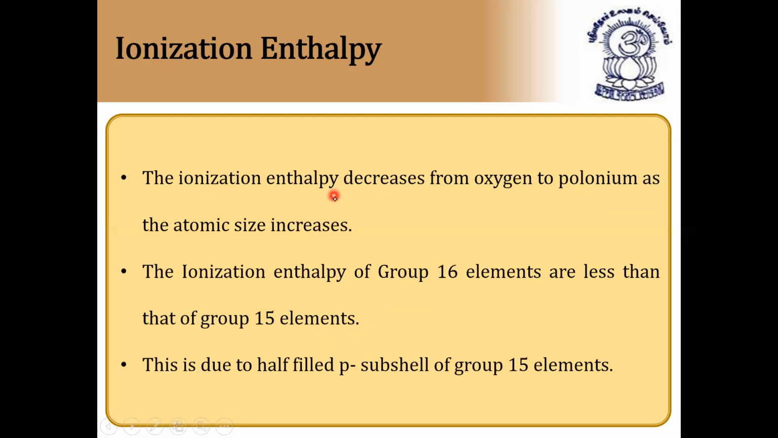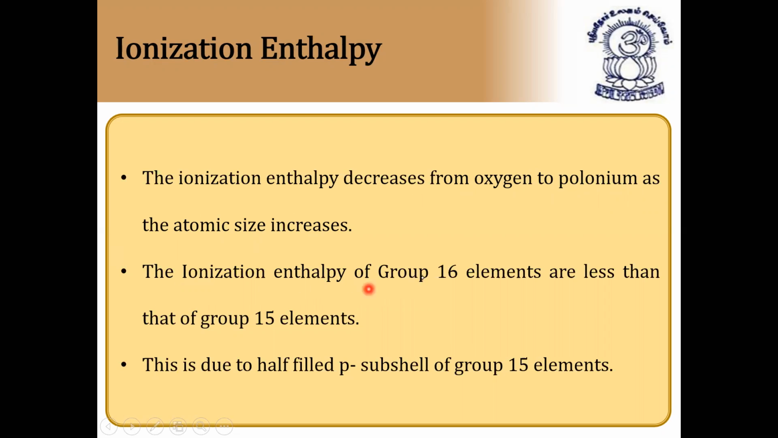Ionization enthalpy decreases down the group because it's easy to remove the valence electron from polonium, selenium and tellurium compared to oxygen and sulfur. Since oxygen has the smallest atomic size, it is very difficult to remove the valence electron of oxygen when compared to sulfur, selenium, tellurium, and polonium. I hope it is clear. So the ionization enthalpy decreases from oxygen to polonium as atomic size increases.